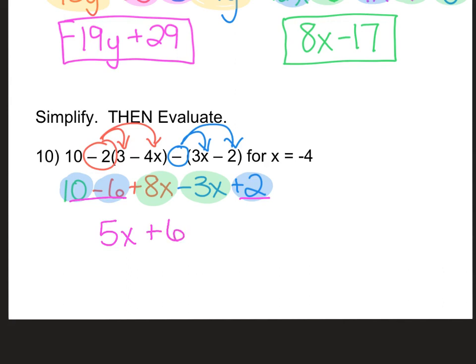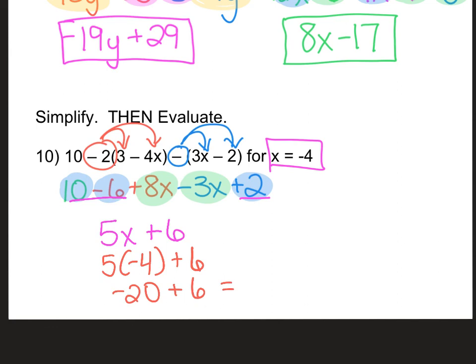We did simplify it. The second step is evaluate for x equals negative 4. That means that we need to plug negative 4 into the simplified expression for x and solve. And we do want to see you do that. So go ahead and show that you're plugging negative 4 in. And you know that 5 times negative 4 is negative 20 plus 6. So the answer would be negative 14. So when we ask you to simplify, this would be the simplified expression, 5x plus 6, and negative 14 would be the overall answer.